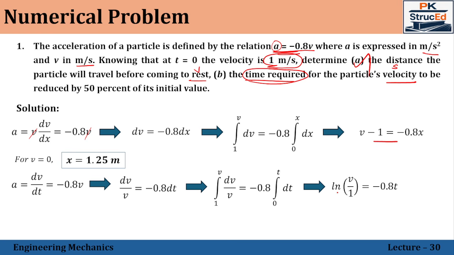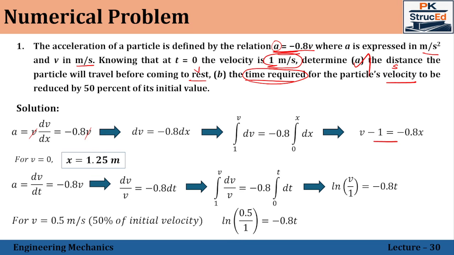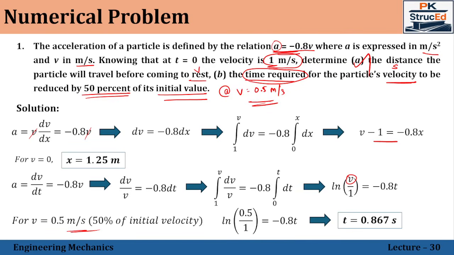If the ln is taken to the other side, we'll have e power minus 0.8t, or otherwise you can keep it as such, ln of 0.5 divided by 1, which will be equal to minus 0.8t. We are supposed to calculate the time only. Okay, ln is nothing but the natural logarithm, right? So they are asking the time for the particle's velocity to be reduced by 50% of its initial value. That's why at v is equal to 0.5 meter per second we need to calculate. That's what has been taken. Okay, so substituting the value of v is equal to 0.5, we'll be getting the time as 0.867 seconds.